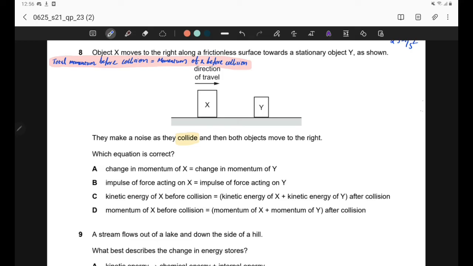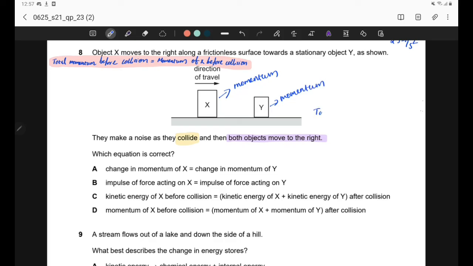Now we can focus on the total momentum after collision. So we need to find the momentum of X after collision, then the momentum of Y after collision. And in the question it is mentioned that after collision both objects move to the right. So both objects will have velocity and momentum. So we can write, after the collision, object X will have a momentum, and object Y will also have momentum as both the objects are moving.